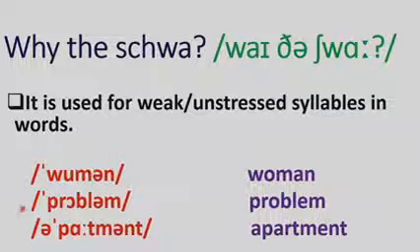Next is problem. Say problem. And the next one is apartment. Instead of apartment, putting your mouth that wide, schwa tells you that no, don't do that. Just pronounce it apartment. Call them with me. Woman, problem, apartment. That is great.